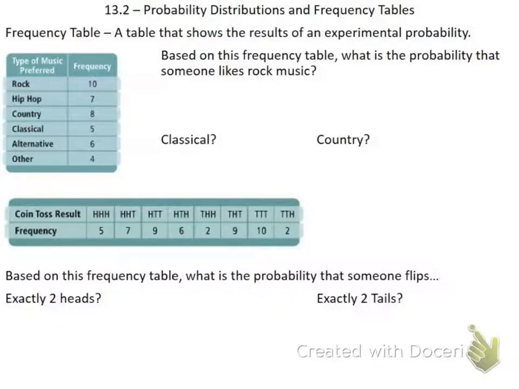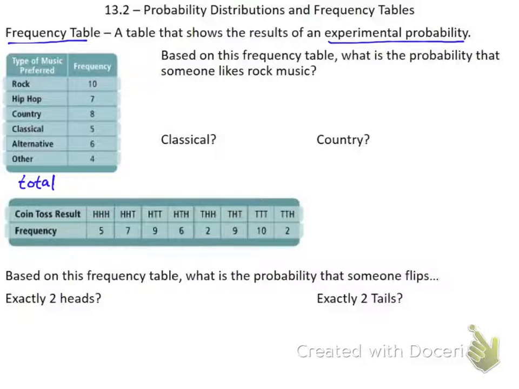So today we'll be talking about probability distribution and frequency tables. A frequency table is really just talking about experimental probability, just a way of displaying it a little bit differently. A frequency table will just tell us how often something happened. The only thing we have to do, like in this first example, is figure out the total number of times a survey was completed, or how many times an experiment happened.